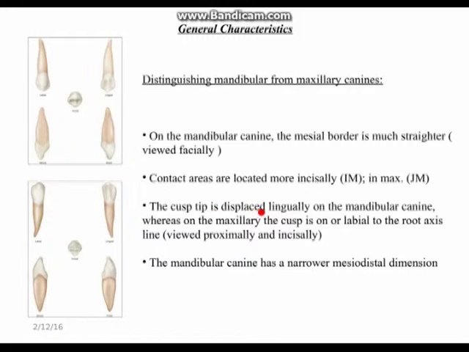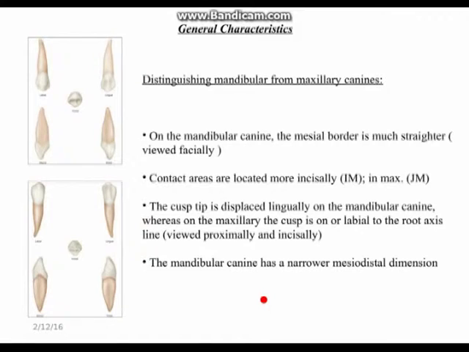The cusp tip is displaced lingually on the mandibular canines. Remember, on the mandibular canines, it's lingual, whereas on the maxillary canines, it's on the labial to the root axis line, viewed proximally and incisal when you look at it sideways and when you look at it from on top.